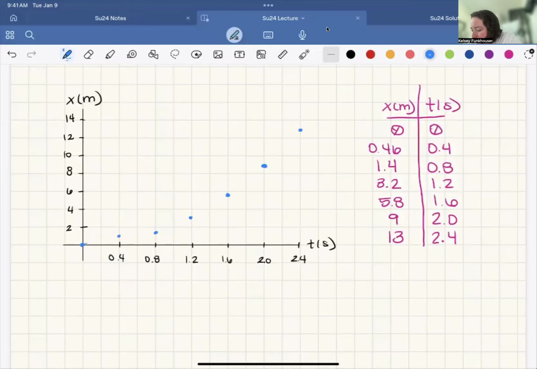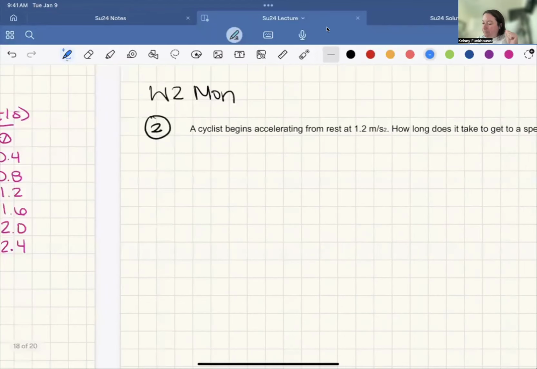Okay, and then this should be a parabola shape, because we know we have acceleration, which means that the velocity is changing. So we don't expect our position graph to be linear. It shouldn't be a straight line if the velocity is changing with time, which it is. Okay, problem 1, good job.